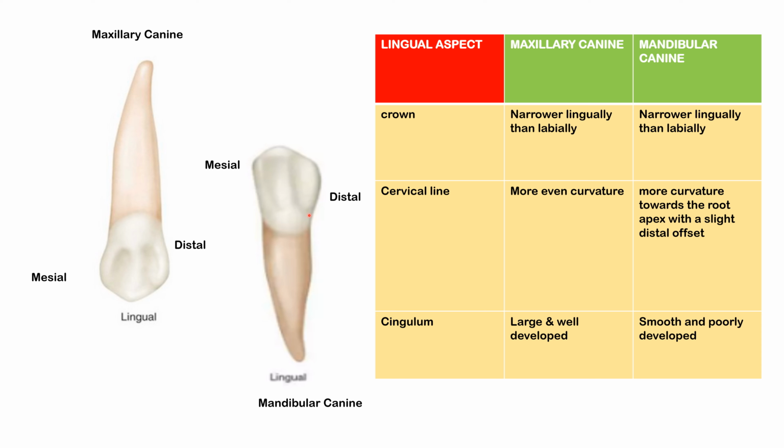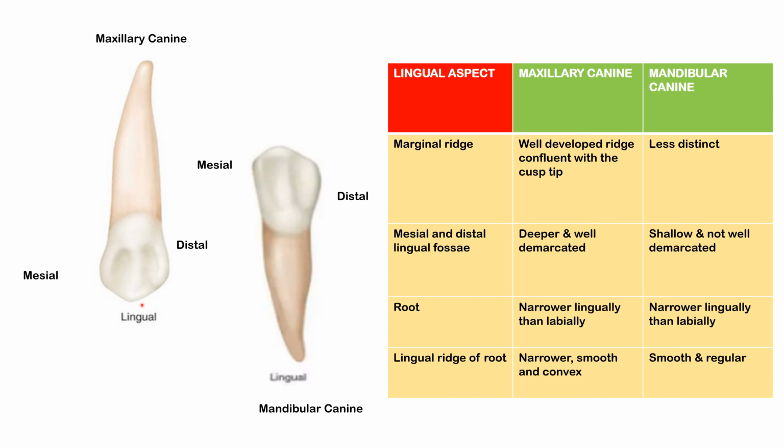Talking about the cingulum, the maxillary canine presents with a large and well-developed cingulum, whereas the mandibular canine presents with a smooth and poorly developed cingulum. Talking about the marginal ridge, the maxillary canine shows a well-developed ridge confluent with the cusp tip, whereas it is less distinct in the mandibular canine. The mesial and the distal lingual fossa are deeper and well demarcated in the maxillary canine, whereas they are shallow and not well demarcated in the mandibular canine.